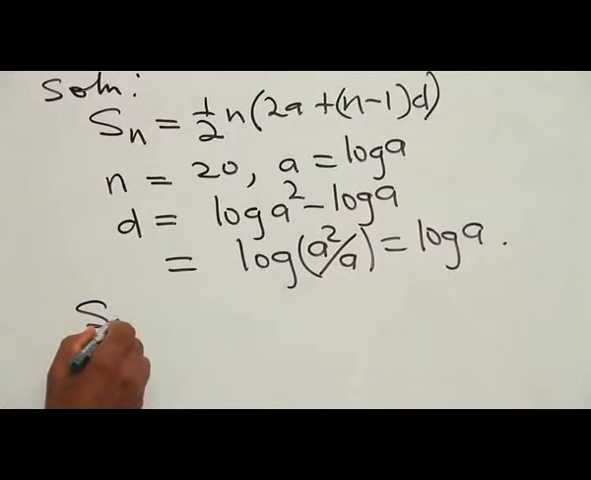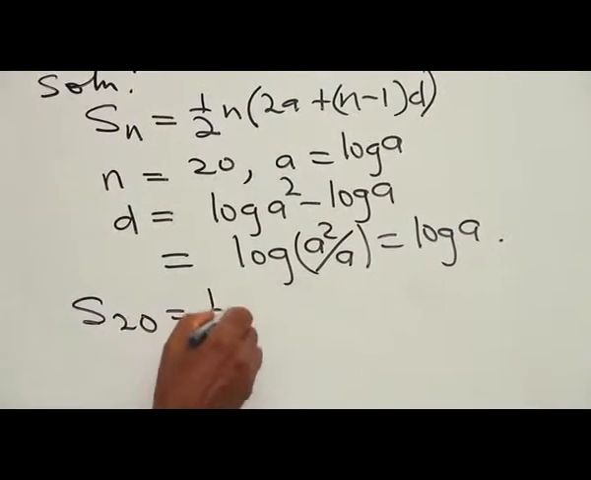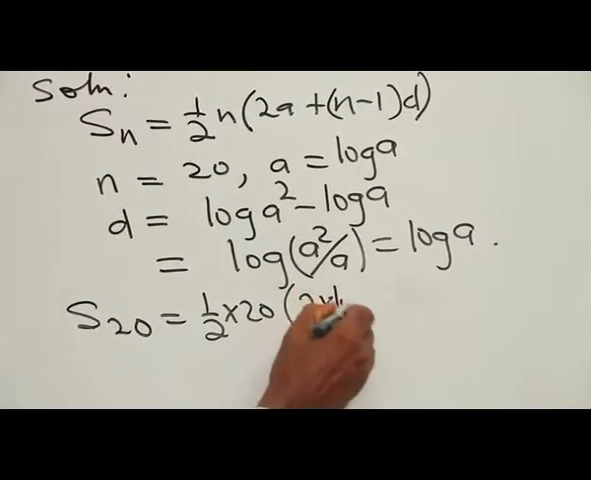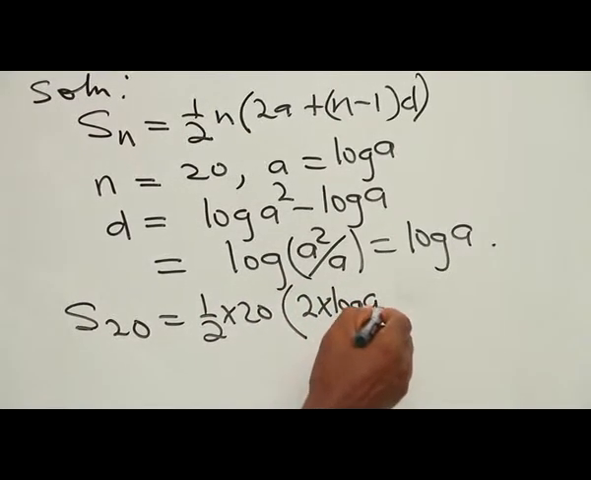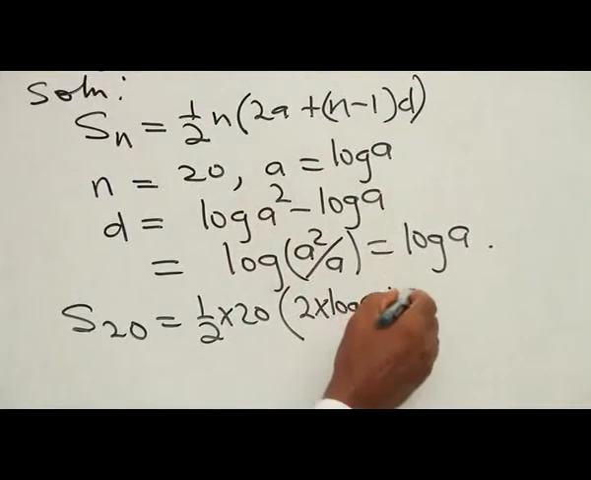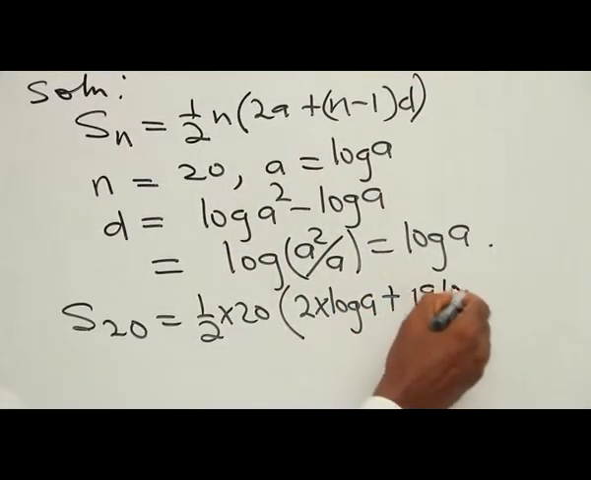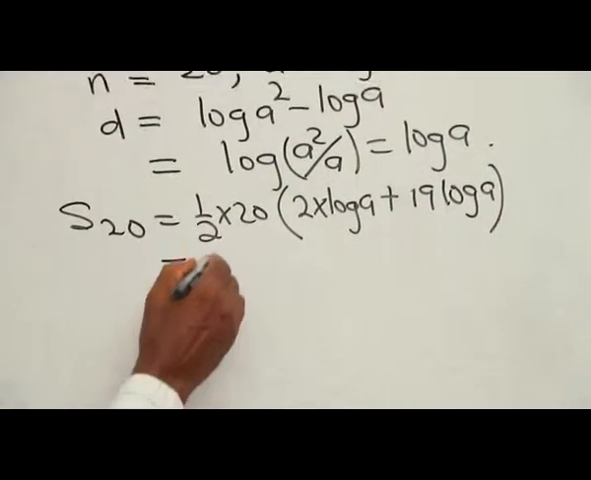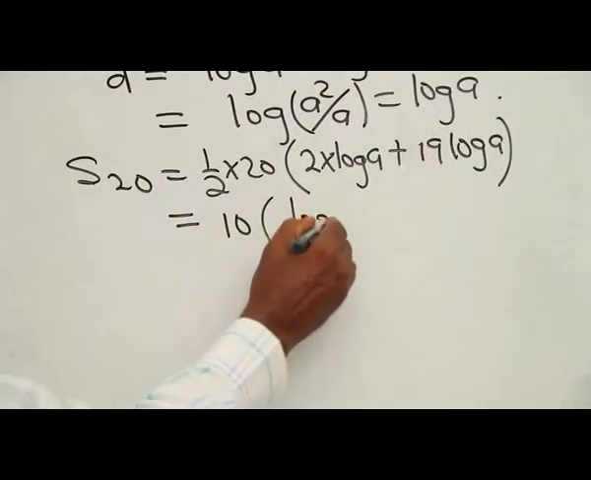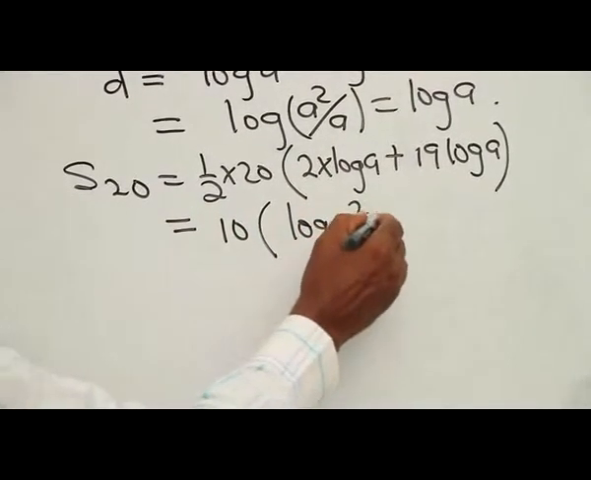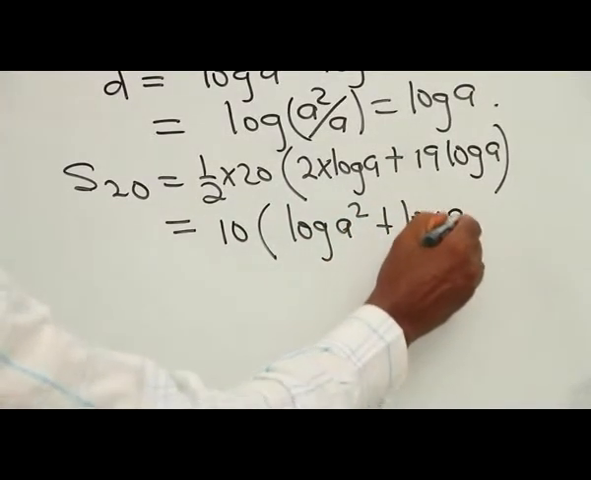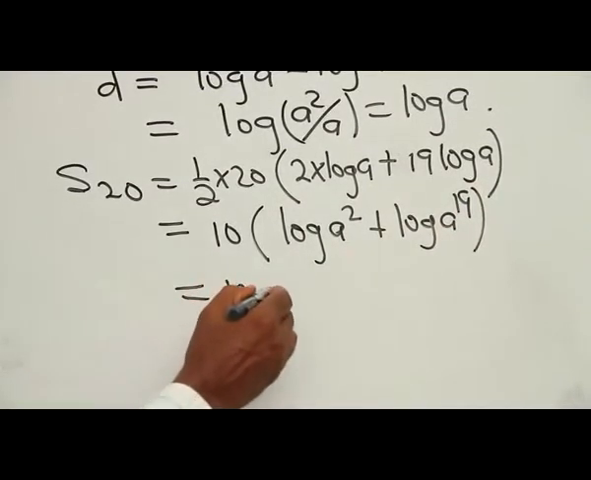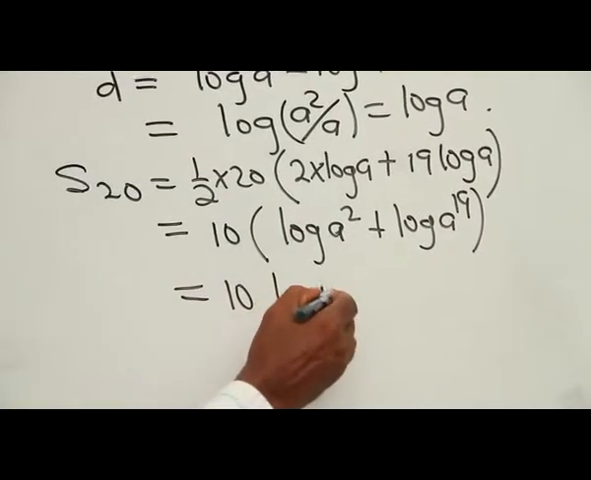So our S20 will now be equal to half times 20, and then this is 2 times a, which is 2 times log a, and then of course you have plus 20 minus 1 is 19, multiplying log a, the common difference. Now that you have this becomes your 10, and of course this is log a squared, and then this is plus log a also raised to power 19.